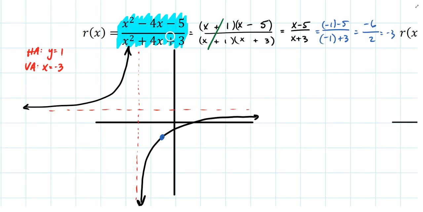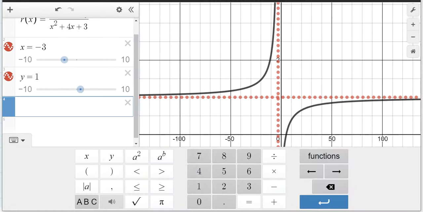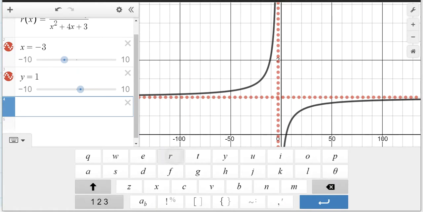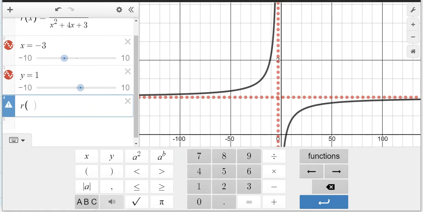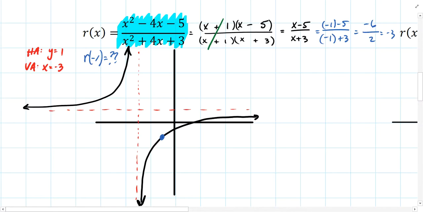But watch what happens if I try plugging in -1 to this equation, the original one. What would happen if I plug in -1 for r? And this is part of the reason why I use that r of x notation back here, because with Desmos, I can simply type r evaluated at -1. I ended up getting an undefined result. It doesn't equal -3 at all.